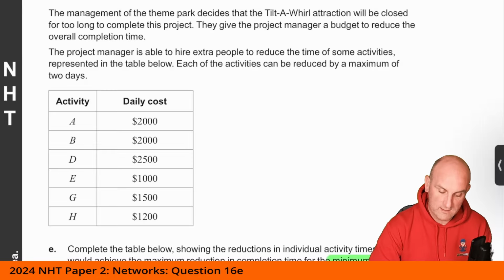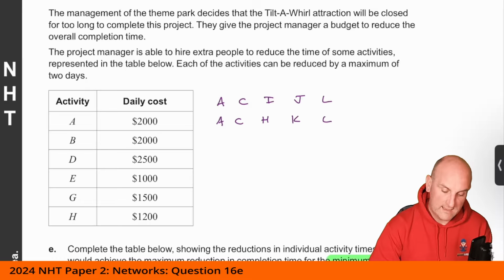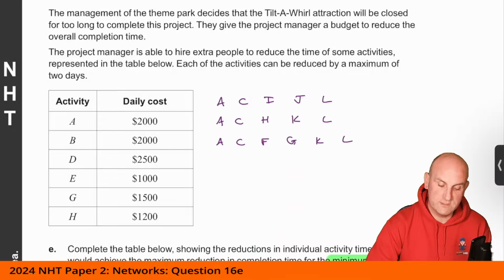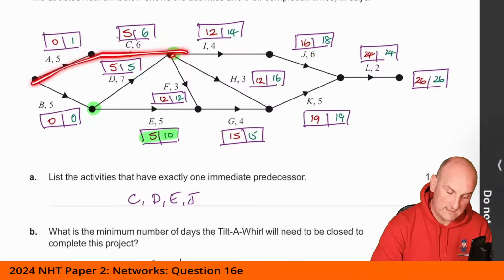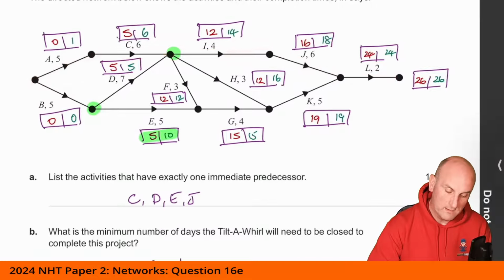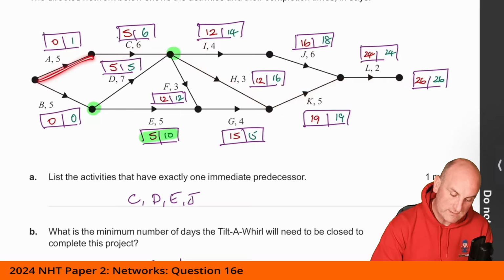And so the routes are A, oops, let's try that one again. You've got A to C to I to J to L. You've got A to C to H to K to L. You've got A to C to F to G to K to L. And all I'm doing here is working through each of my routes systematically. So that was my first one. My next one was this, coming down here up there. My next one was this one.